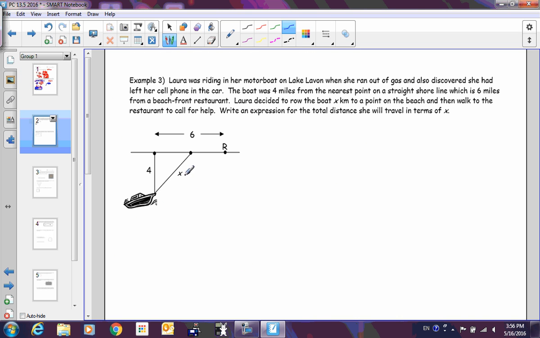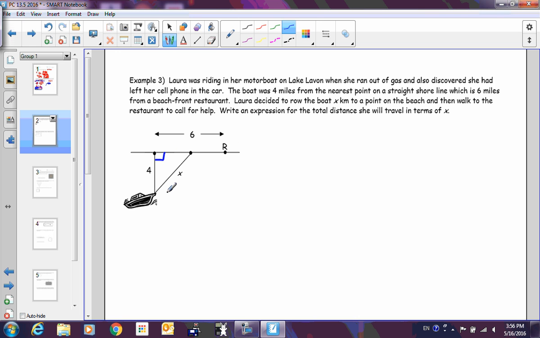This is a pretty typical problem in calculus, and again, you're going to get to see when you actually use this. It has to do with maximizing or minimizing your work or your time or your distance or whatever. That's when we use most of the stuff. So it says Laura was riding in her motorboat on Lake Lavon when she ran out of gas and she discovered she had left her cell phone in her car. The boat was 4 miles from the nearest point on a straight shoreline, which is 6 miles from a beachfront restaurant. So they label the picture for you nice.